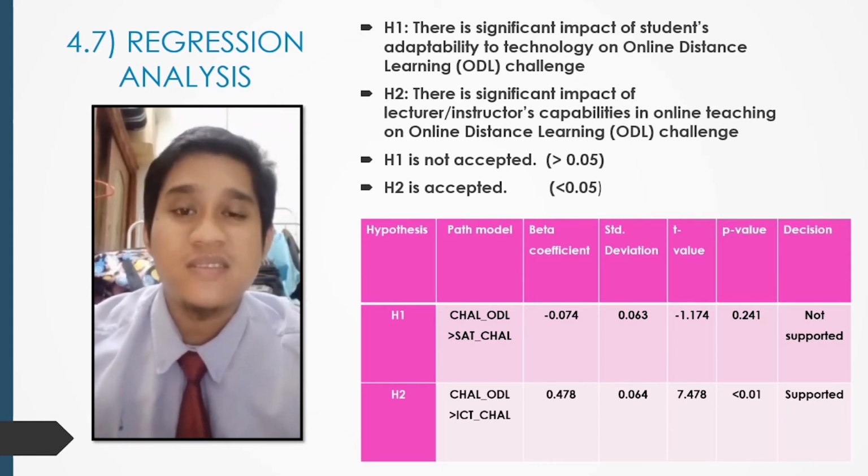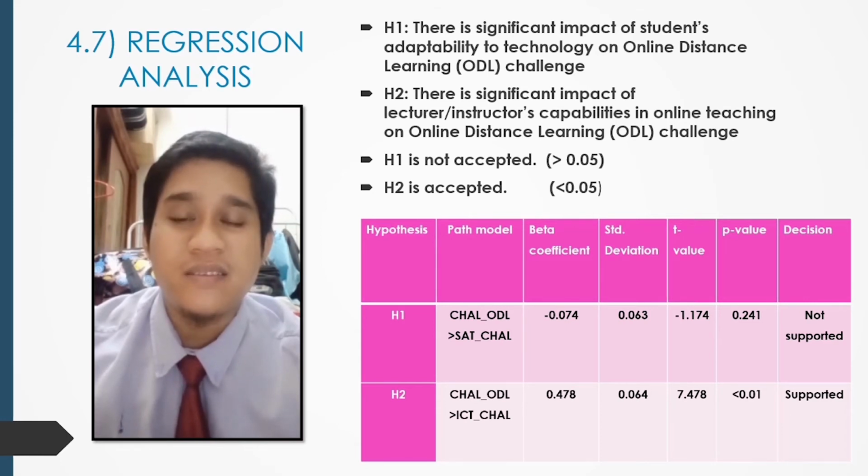So for the hypothesis H1, the beta coefficient is negative 0.074, the standard deviation is 0.063, the t-value is negative 1.174, and the decision is not supported because the p-value is 0.241, which is more than 0.05. For H2, the beta coefficient is 0.478, the standard deviation is 0.064, the t-value is 7.478, and decision is supported because the p-value is 0.01, which is lower than 0.05.